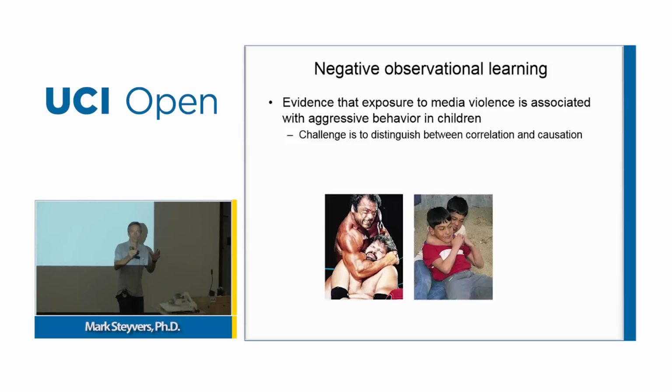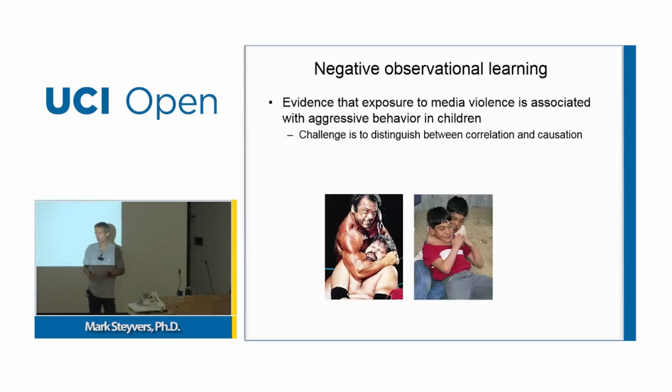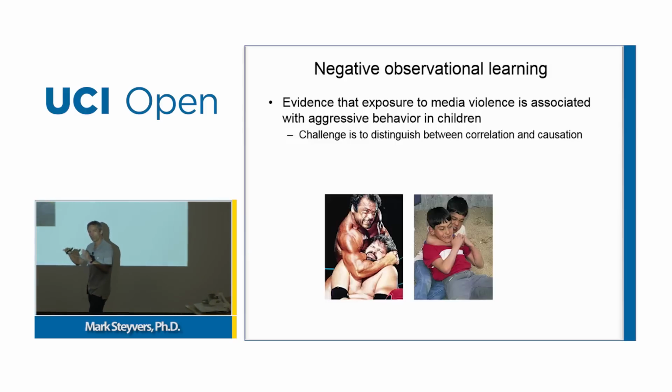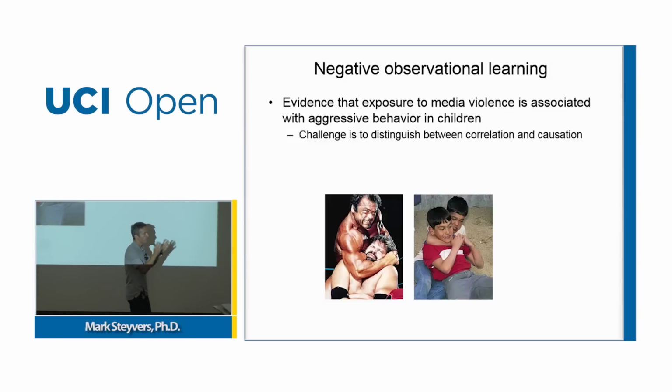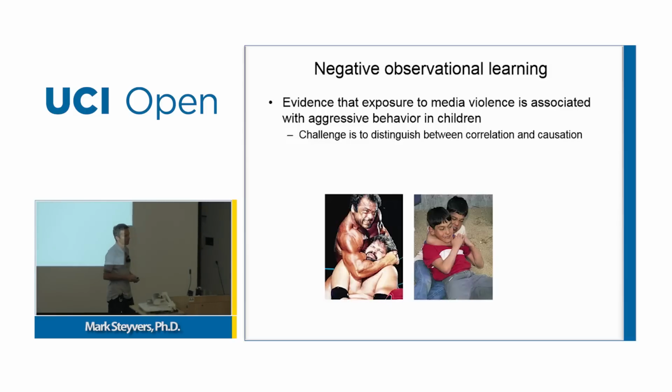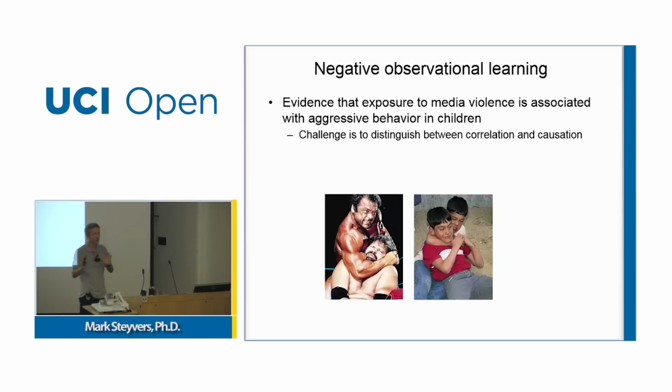So it's one thing to show in the lab that there's a causal connection. It's quite another thing to show in the real world that there's a causal connection between media violence and violence in kids. But the preponderance of the evidence shows that there's a causal connection. We just have to be very careful.